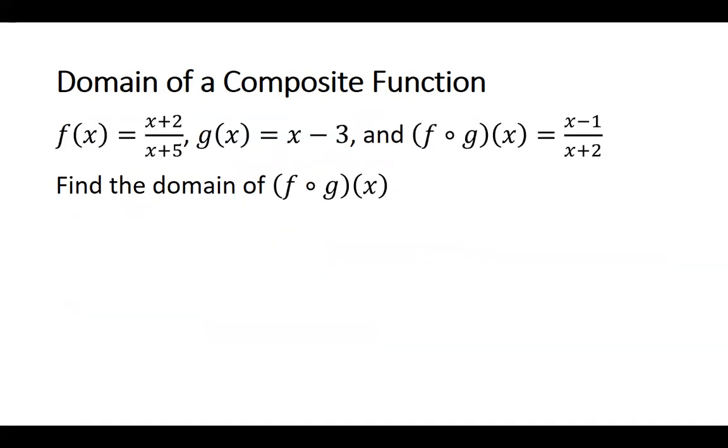So let's take a look at this. If we've got f of x equal to (x + 2)/(x + 5), and g of x equal to x - 3, and we just looked at that moments ago, that's where we got the composite function f of g of x equal to (x - 1)/(x + 2). We want to find the domain of f of g of x. Looking at f of x, we see that we cannot allow x to be equal to negative 5.